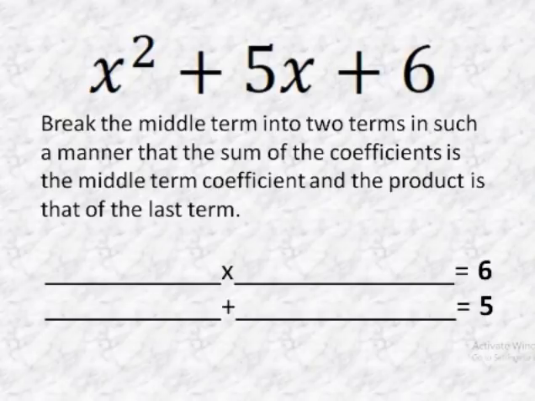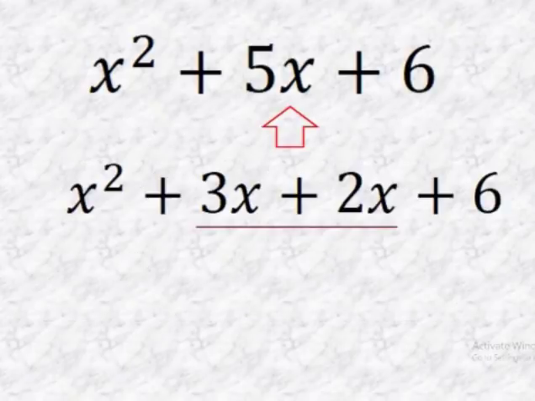So what are those 2 numbers? What can be those 2 numbers? 3 and 2. So this 5x in the original polynomial will be divided into 3x and 2x, like this. This x squared and 6 are as they were in the original polynomial, and this 5x has become 3x and 2x. So instead of 3 terms, now we have 4 terms.